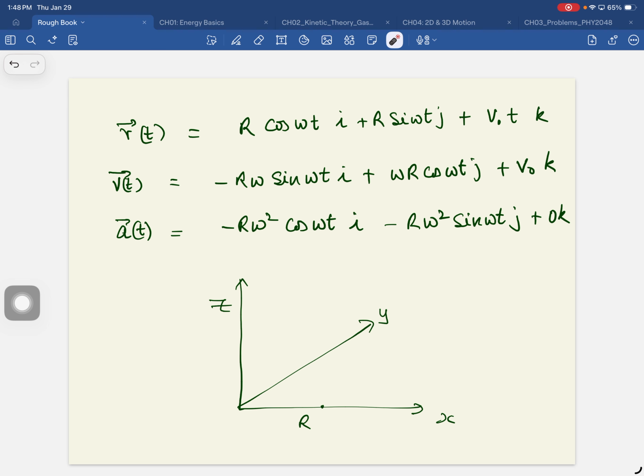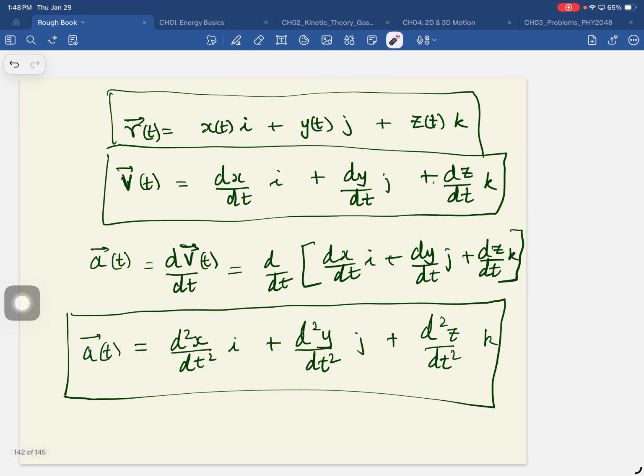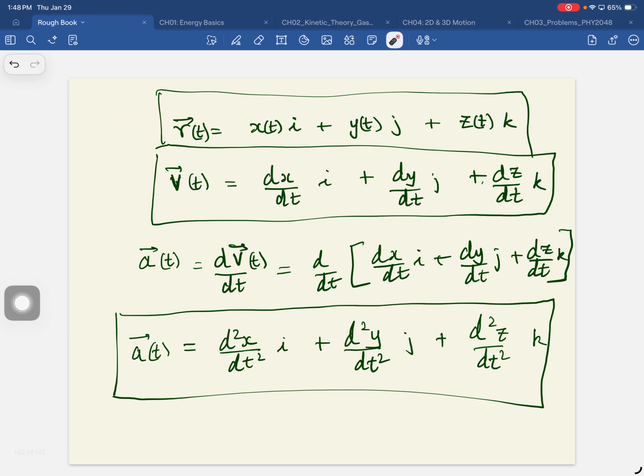All right, did you guys understand that? So for 3D motion, when somebody asks you to describe a 3D motion, what is it that they're asking you? They're asking you for this function, and the information you want to extract from that is velocity and acceleration. So that's the general 3D description.